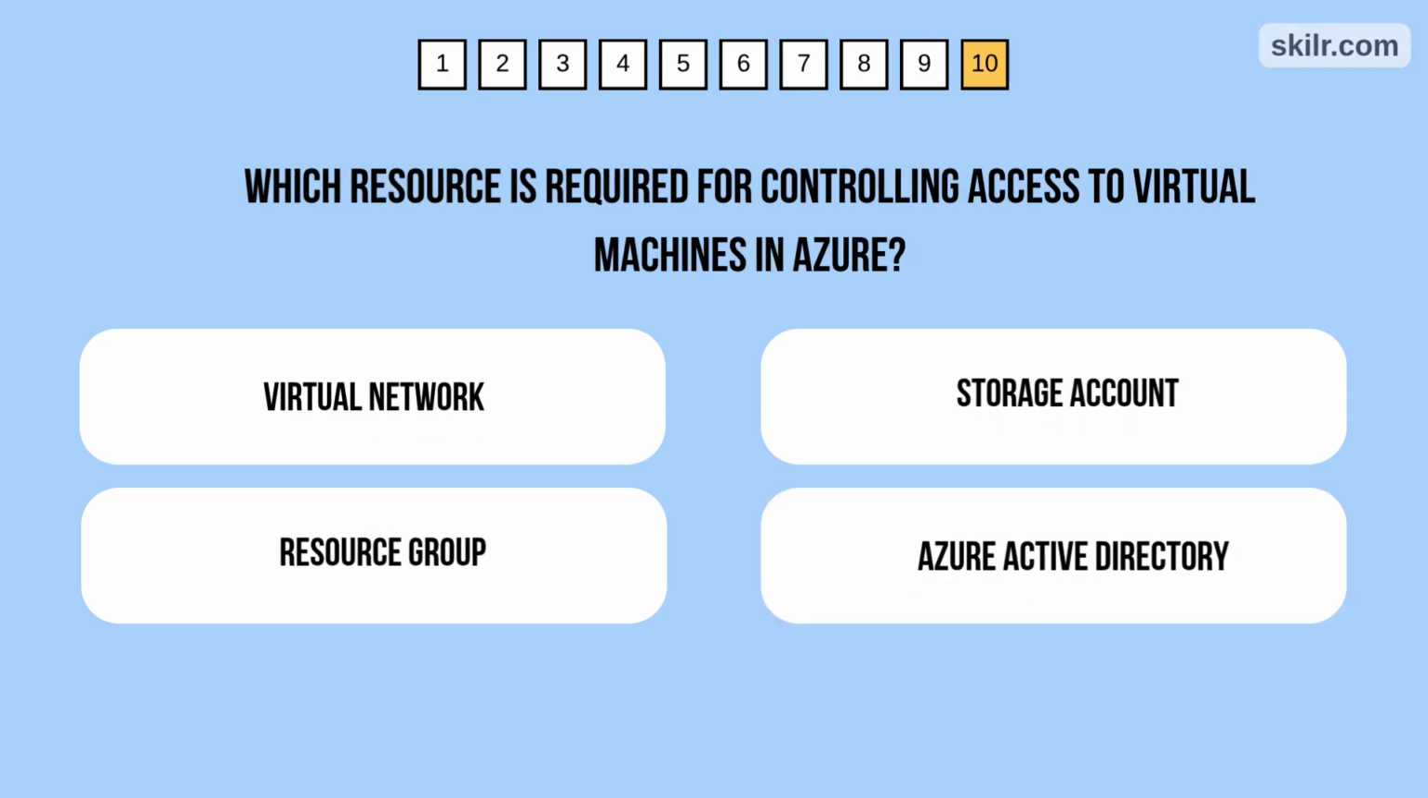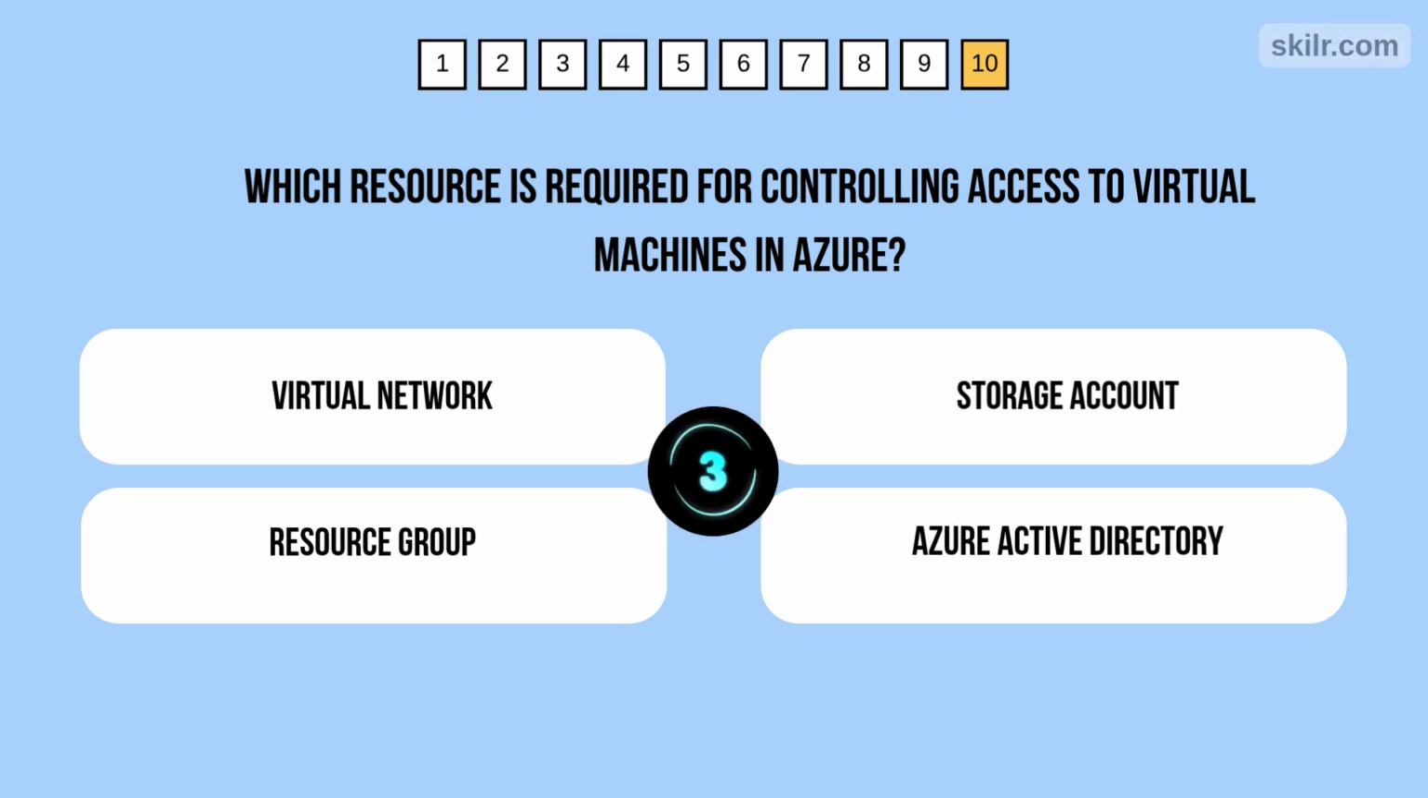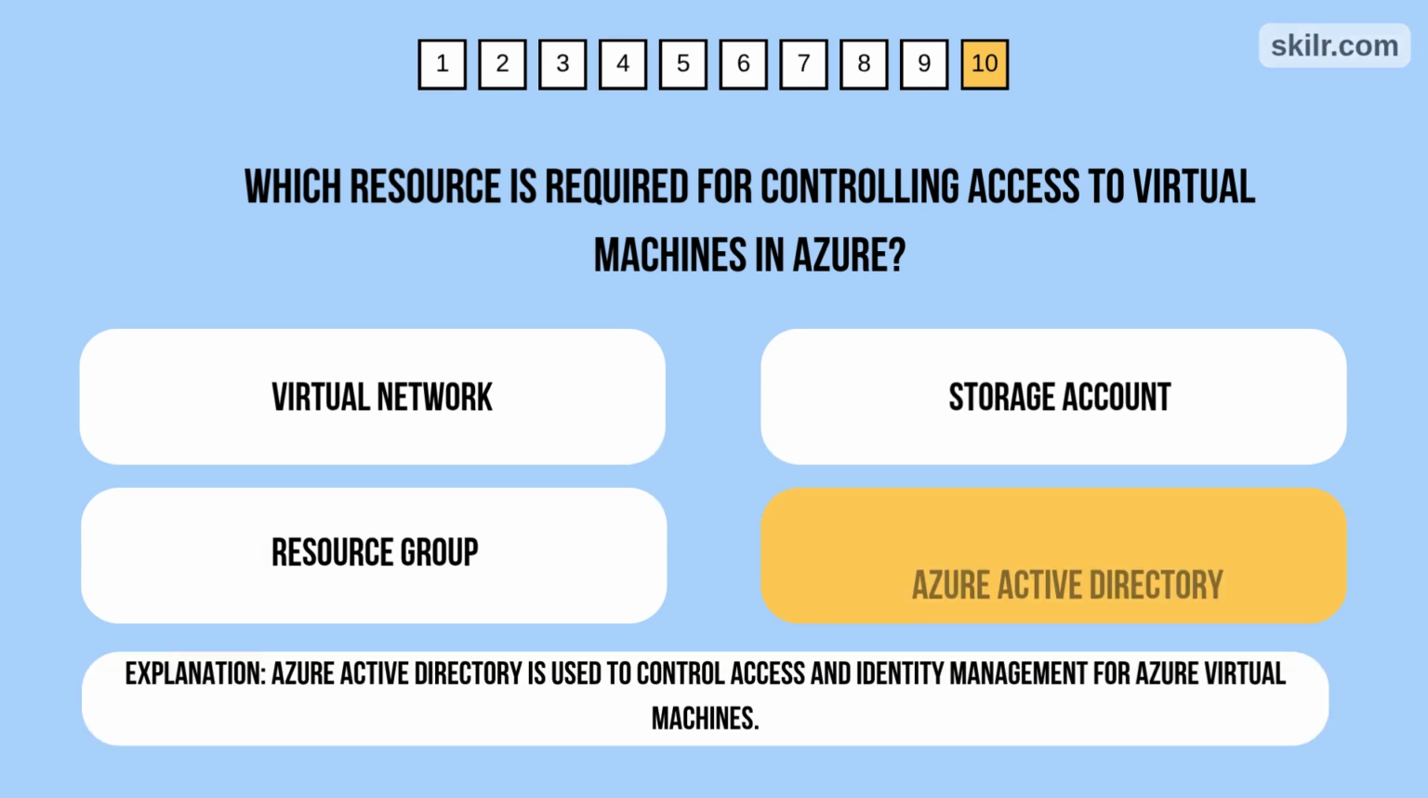Question 10. Which resource is required for controlling access to virtual machines in Azure? The answer is Azure Active Directory, as Azure Active Directory is used to control access and identity management for Azure virtual machines.